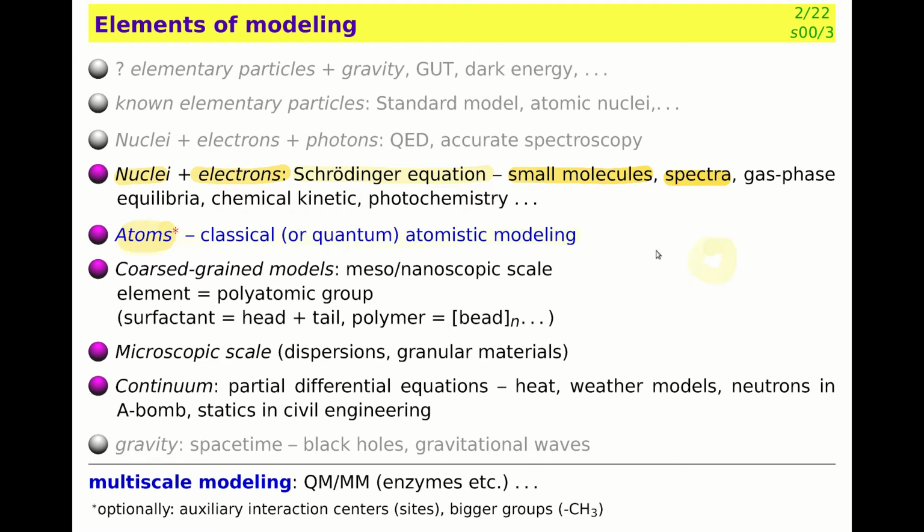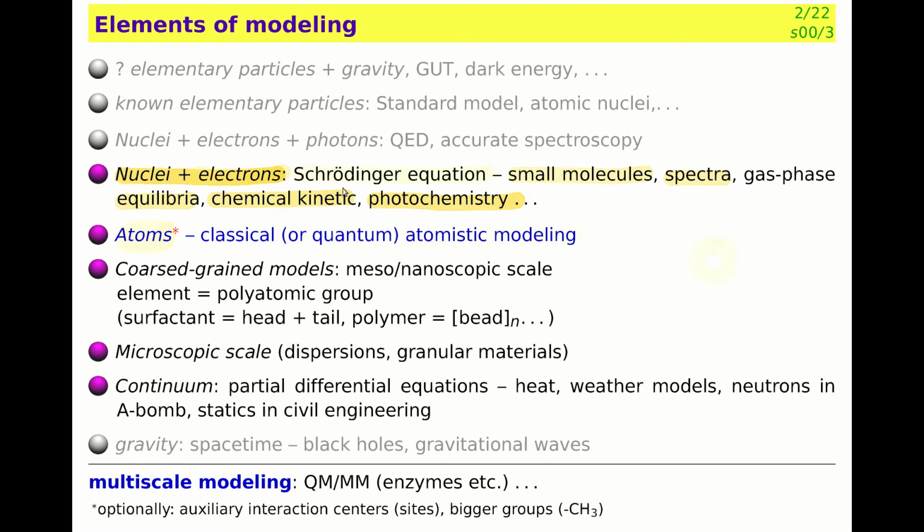reactions in the gas phase, we can quite well predict the chemical equilibria, even in circumstances that are not available on Earth, for example, in atmospheres of stars. We can get a lot of information about chemical kinetics, about photochemistry, and so on. Okay, so these are smaller elements, important for chemistry, but not covered by this course.